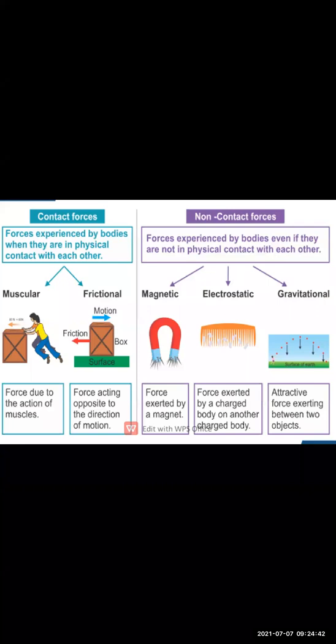Okay, then the non-contact forces. So in non-contact types of forces, we have magnetic force. So here the magnetic force is exerted by a magnet. Then electrostatic force. So this force is exerted by an electrically charged body.